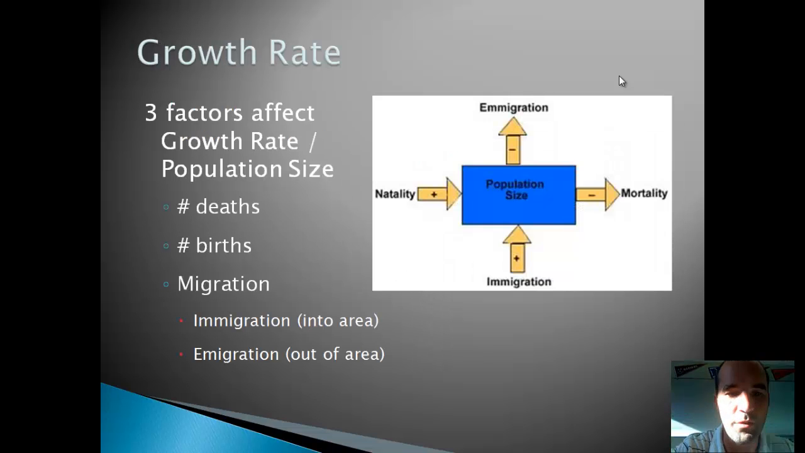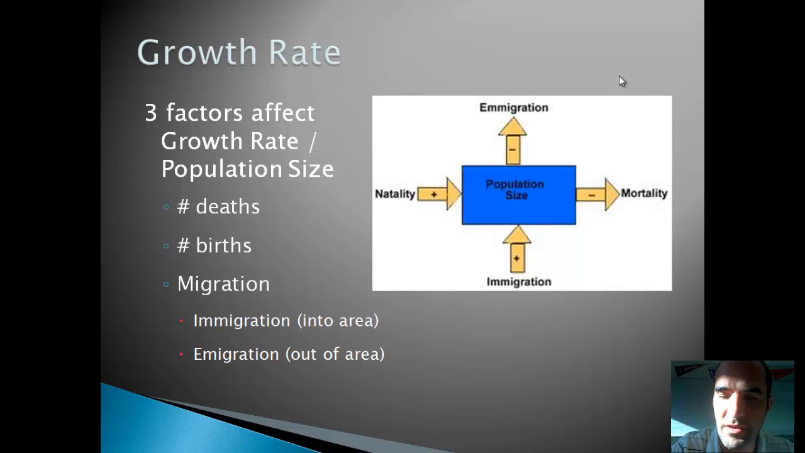Oh, and then you have growth rate. A couple different things affecting it. Number of deaths, and births, and migration. And migration we're breaking down into two parts, immigration and emigration. So let's go back to deaths. So if you have 100 rabbits in a field, and some of them die due to old age or due to predators, that's going to decrease your population size. It's also going to decrease your rate at which your population grows.